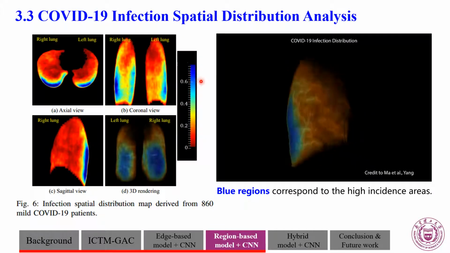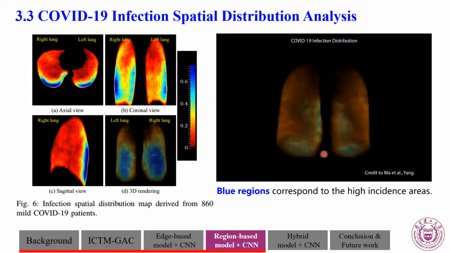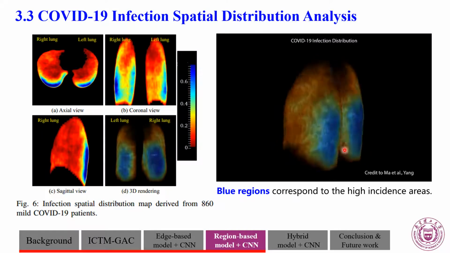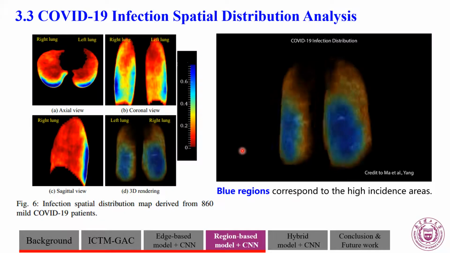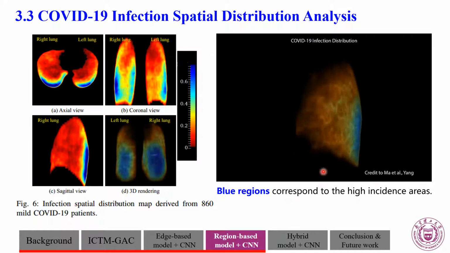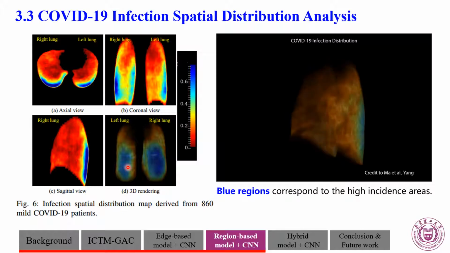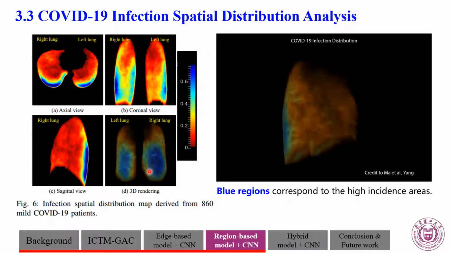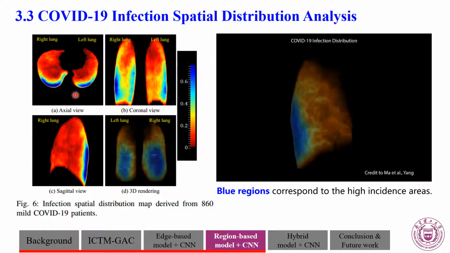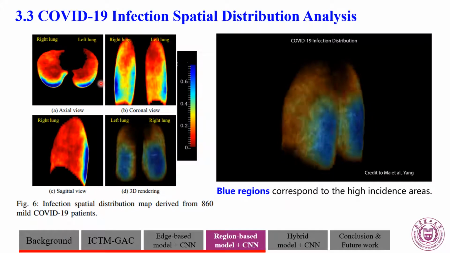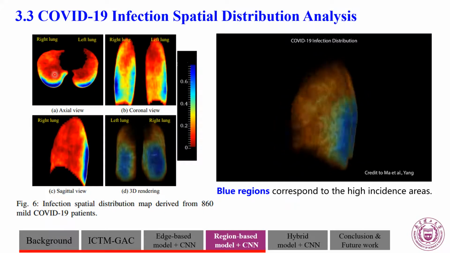Finally, we built a statistical atlas to show the spatial distribution of infections in early COVID-19 patients. Blue regions correspond to the high incidence areas, which means more than 60% of patients have infections in these areas. We can also find that the incidence is different between the two lungs. In particular, the incidence in the right lung is larger than in the left lung. The dorsal and the subpleural lung is the most commonly involved region.